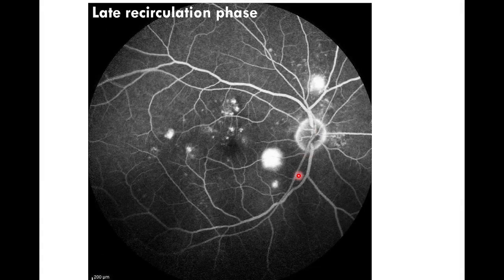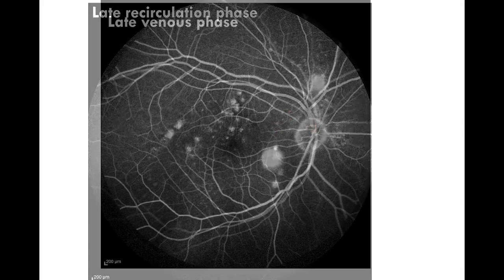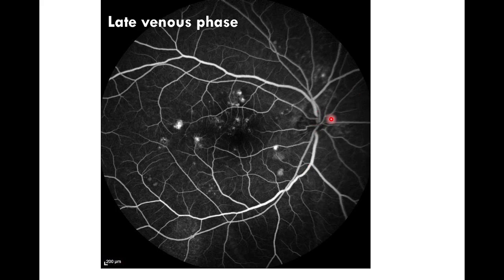This is the late recirculation phase. Now, all the vessels, both artery and veins, are filled with the dye. So what is the difference between the late venous phase and the late recirculation phase? So, we see the disc. Disc leakage occurs in the late recirculation phase.